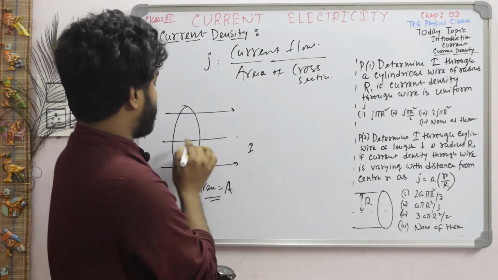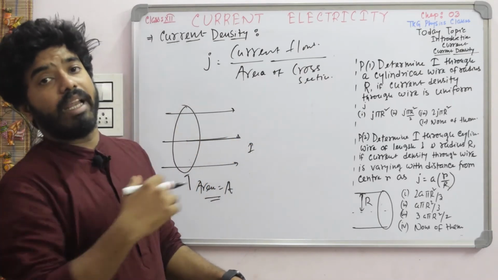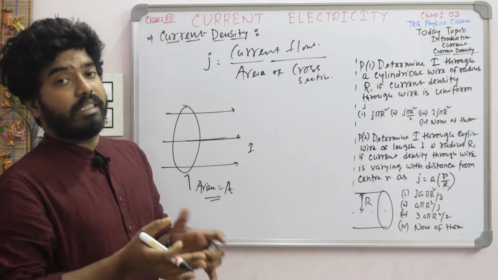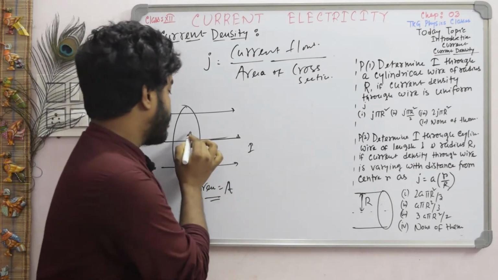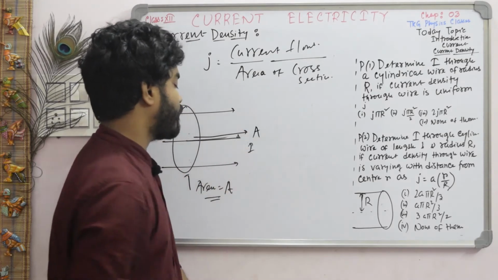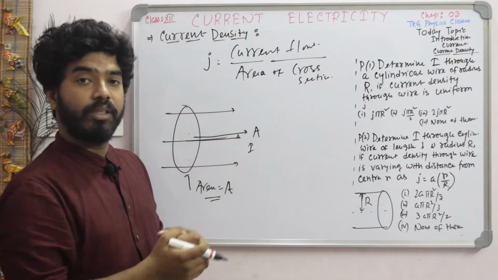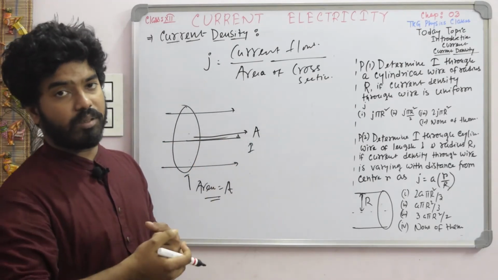Now, you just say what is the direction of this area vector. Area is a vector quantity, and the direction of the area vector is always outward. So, the direction of the area vector must be along this side. This is the direction of area vector A, outward. So, here I and A are parallel to each other, there is no angle, theta is equal to 0 degrees.